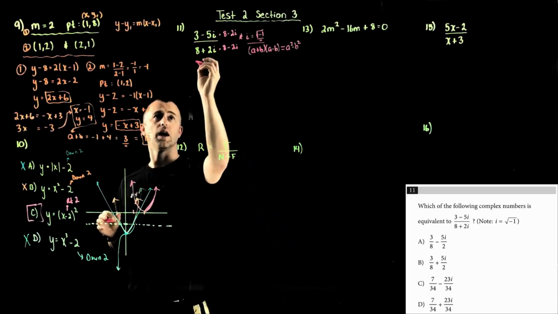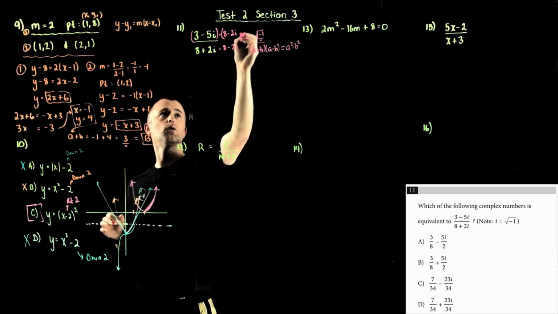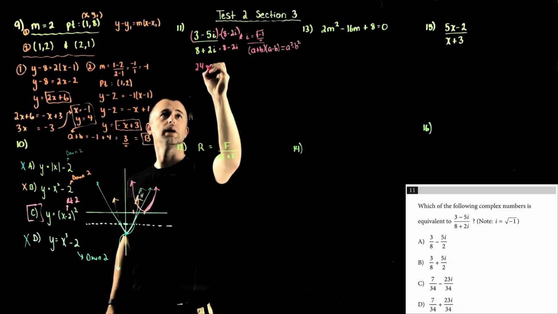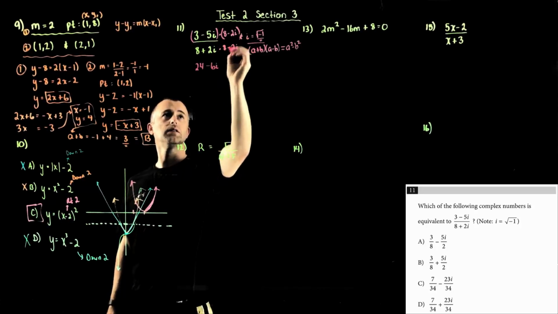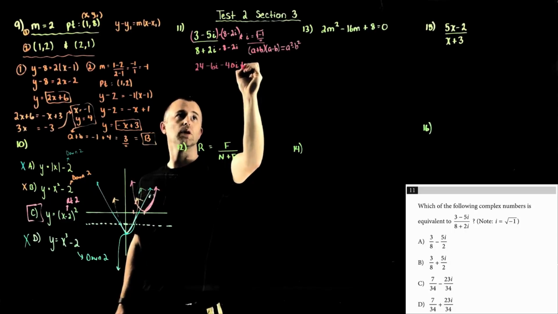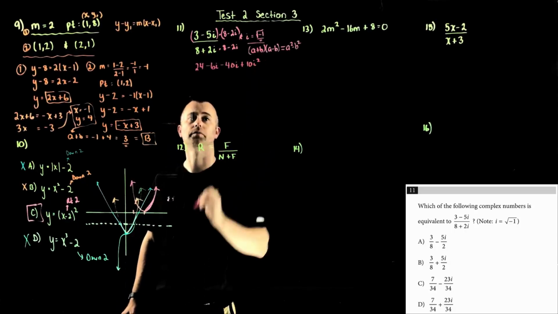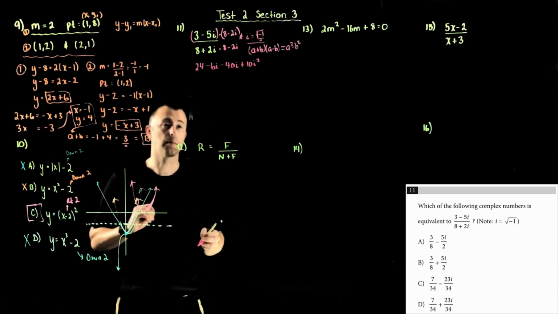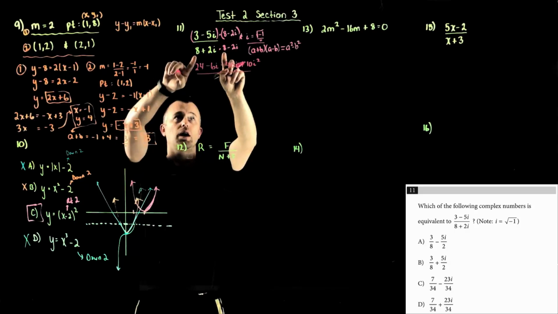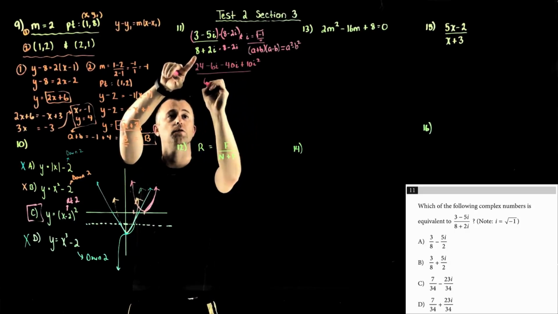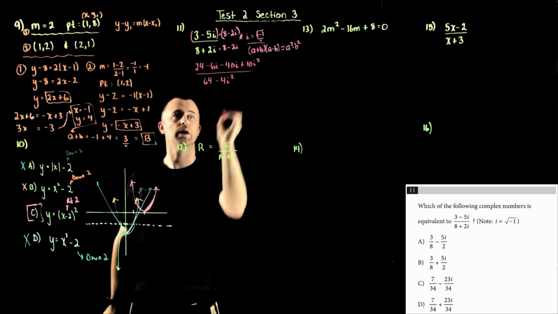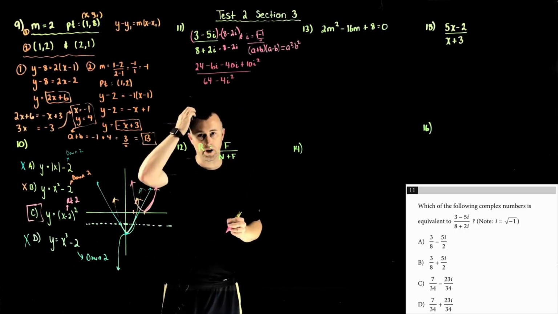On top, we are just going to FOIL, so there's nothing too crazy going on here. This is going to be 24. Outside terms is minus 6i. My inside terms is minus 40i. And my last terms is going to be plus 10i squared. That's my numerator. For my denominator, this is where we get to use this difference of squares. I have 8 times 8, that's 64. I have minus 4i squared, that's b squared. A squared minus b squared.